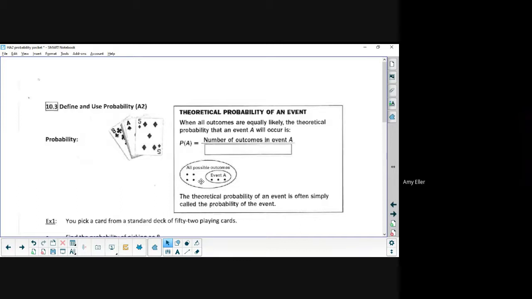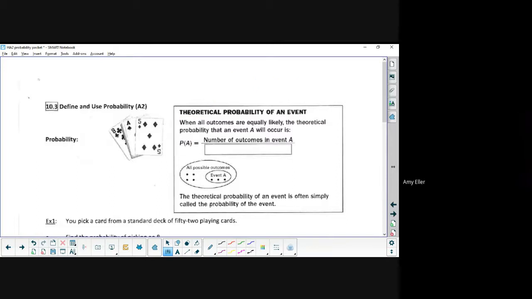So let's fill out this theoretical probability of an event. It says, when all the outcomes are equally likely, the theoretical probability that event A will occur is, this is kind of new notation, P of A. It just means the probability of event A, whatever we're talking about, flipping a head, flipping a tail, whatever it is. P stands for probability. Sometimes there's more specific information, like I said, probability of flipping a tail. It might tell you more. Otherwise, it's just P of A.